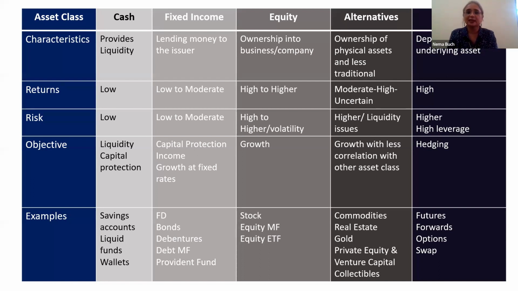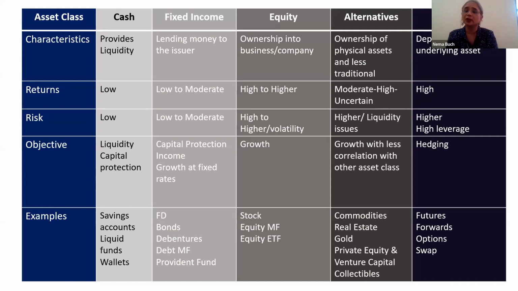So as we can see, where there is lower risk, the returns are also lower. But we cannot generalize that, since in certain asset classes where the risks are higher, the returns are moderate and even uncertain, right?